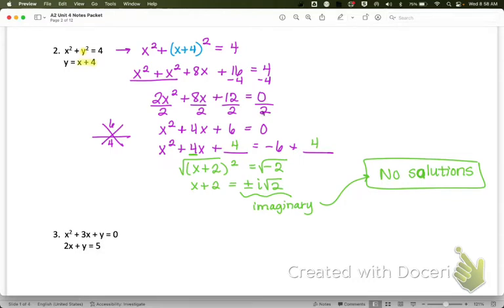We are only looking for real number values. Imaginary numbers don't live in the XY plane. All right, so that's kind of a weird case that can happen. That would mean that you have no solutions. So substitution is what you're working on for today. And that should be enough to get you started on your assignment.